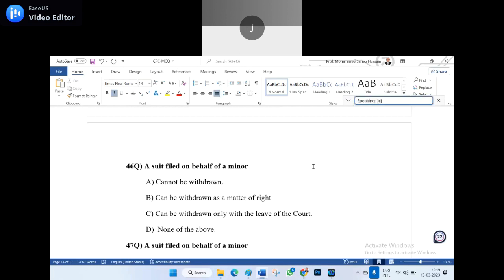Yeah, you are right. It can be withdrawn only with the leave of the court, sir. Yes, C is the right answer. It is an easy question, but anyway, in the law of contract, you can sue a minor even though he is not competent to contract.